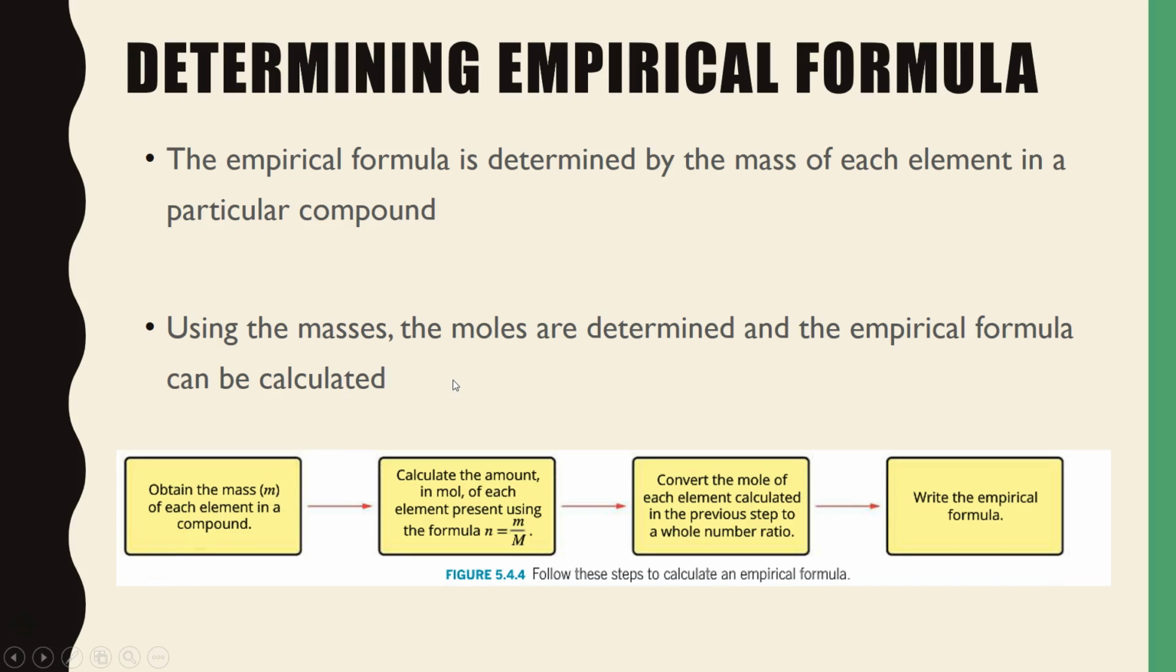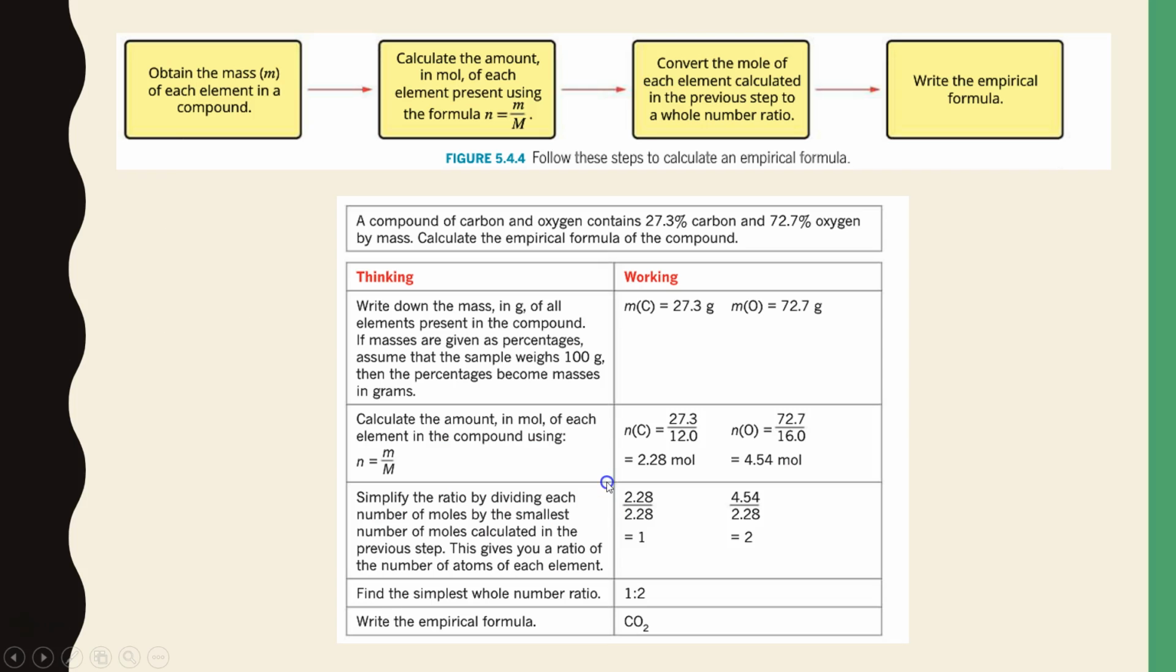So to determine the empirical formula, we look at the mass of each element in a particular compound, and then we use the moles to work out the ratio of the particular elements. So we begin with obtaining the mass, then we calculate the amount of mole, typically mass over molar mass, and we convert the number of mole of each element in the previous step to a whole number ratio, and then we work out the empirical formula. And we'll do an example of that now. But this is the flowchart that we'll be using today.